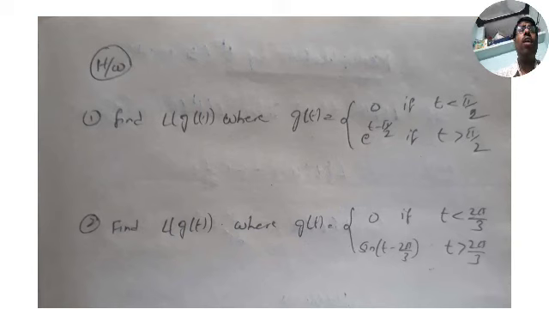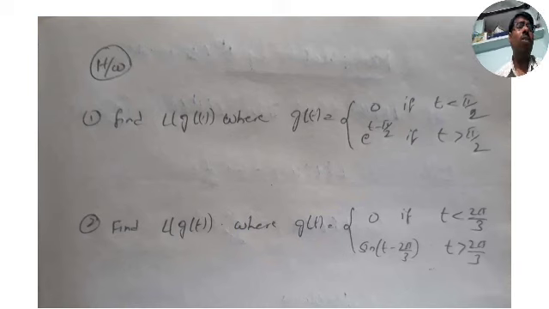Second problem: find L of g of t, where g of t is 0 for t less than 2 pi by 3, and for t greater than 2 pi by 3 it is sine of t minus 2 pi by 3. By comparing, what is the value of a? 2 pi by 3. What is f of t minus 2 pi by 3? Sine of t minus 2 pi by 3. What is f of t? Sine t. That's it. Go on.